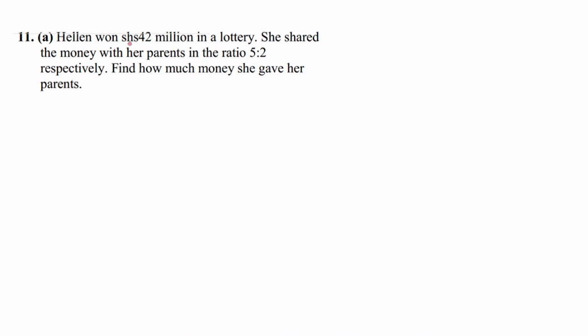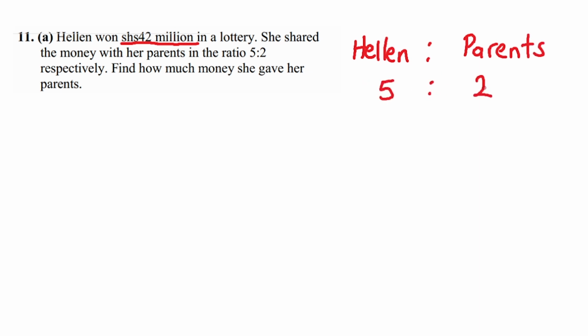So, Helen won 42 million. That's how much she won in a lottery. She shared the money with her parents in a ratio of 5:2, respectively. So, meaning that this was Helen, and Helen shares the money with her parents in a ratio of 5:2. Okay, respectively. So they're asking, find how much money she gave her parents.